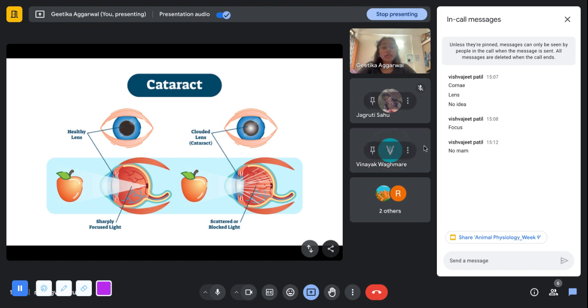Yeah, lens. So basically what happens in cataract is that the lens starts getting clouded, or it starts getting opaque. A healthy lens is actually entirely transparent, and it lets the image go through itself, and you can see that it's focusing on one single point as you observed. But if the lens is clouded, then the light will not be able to cross through the lens, and it will get scattered because of the lens becoming opaque.